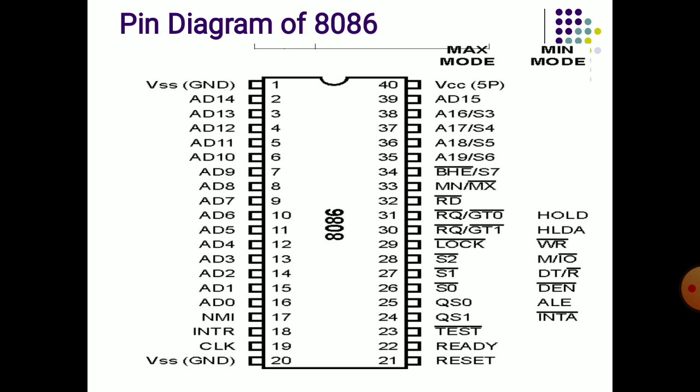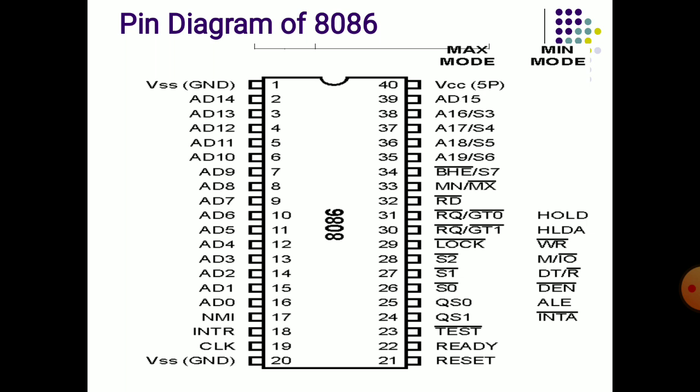Now let's come to the minimum mode operation. Here HOLD and HLDA are mainly used for what? DMA access, the DMA control signals. If you want direct memory access, you can use the HOLD and HLDA signals. And the WR bar signal is mainly used for the data writing operation.